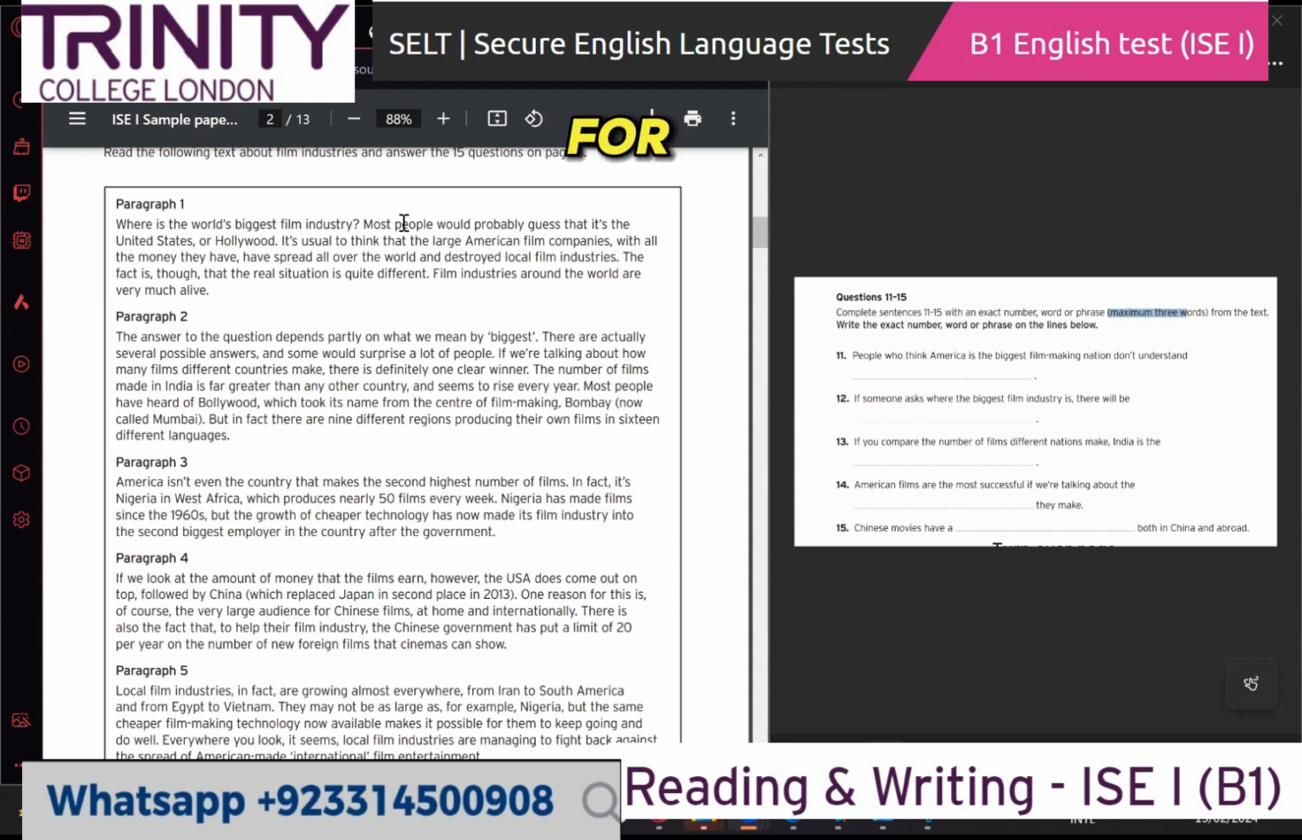Can I read the second one also? Let's finish it. Yeah, the first one's finished. Oh yes, the second one also.